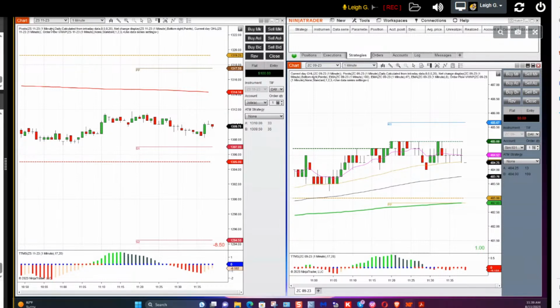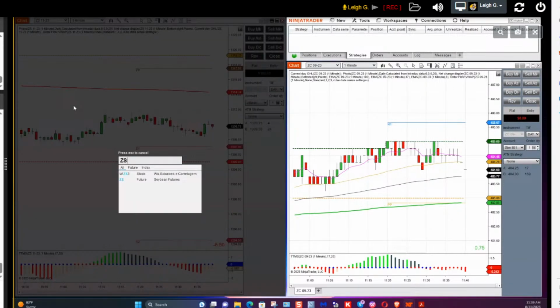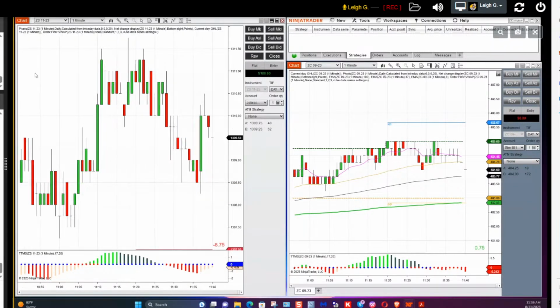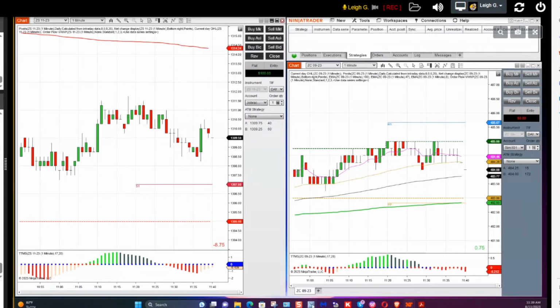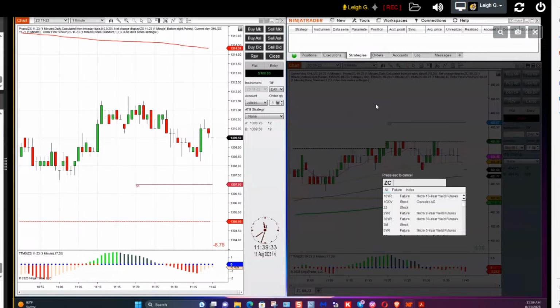I wanted to do the same thing for soybeans. So you do ZS, click on the future, and 11 is the correct contract on soy. Okay. 11 is correct on soy. So just because it's a future that you're not necessarily familiar with doesn't mean it's going to be a more difficult trade. So it's important to know that.